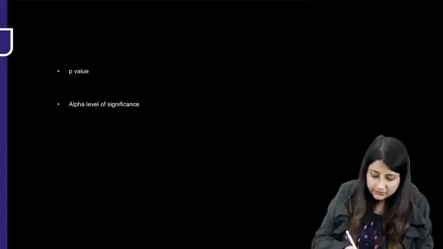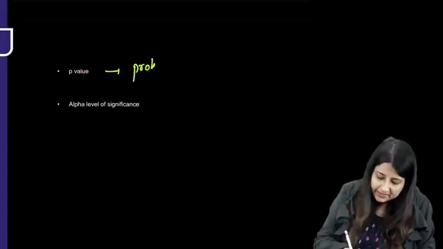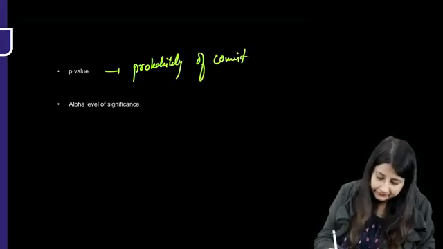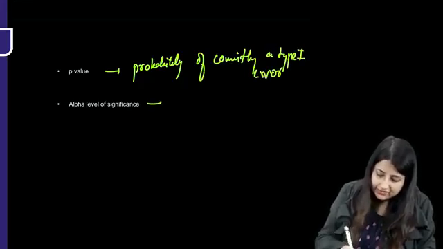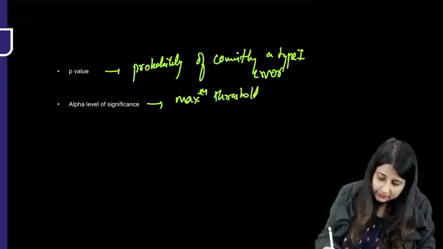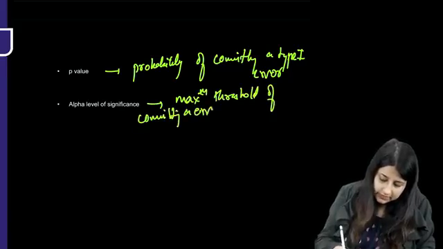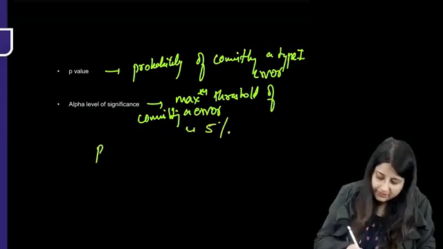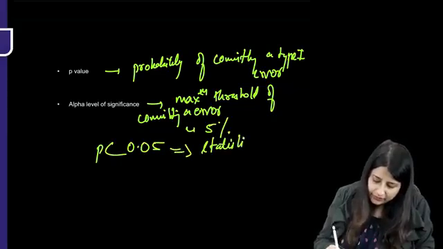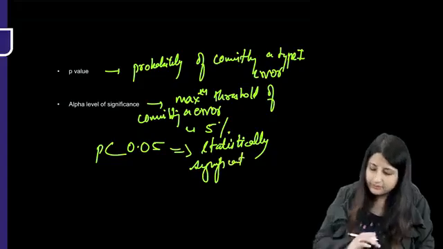Next, this we have already done. P-value is the probability of committing a type 1 error. And what is the alpha level of significance? This is nothing but the maximum threshold, which is set at 5%. And your p-value has to be less than 0.05 for the results to be what? For the results to be statistically significant, everybody.